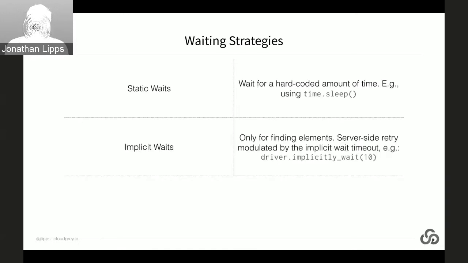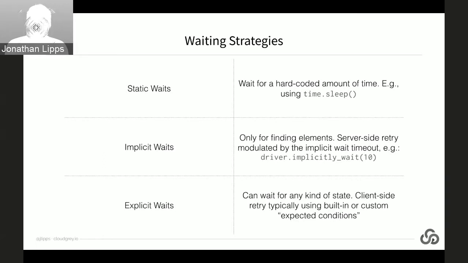You can use what's called an implicit wait, which is to set a global wait on the Appium server side. Anytime it tries to find an element, it will continually retry on the server side up till the wait timeout that you have specified. And the last option is something called an explicit wait, which you can use to wait for any kind of state, not just elements to exist. These kinds of waits involve a retry which happens on the client, not the server. And there's a number of built-in conditions that you can wait for, and you can also build your own conditions.